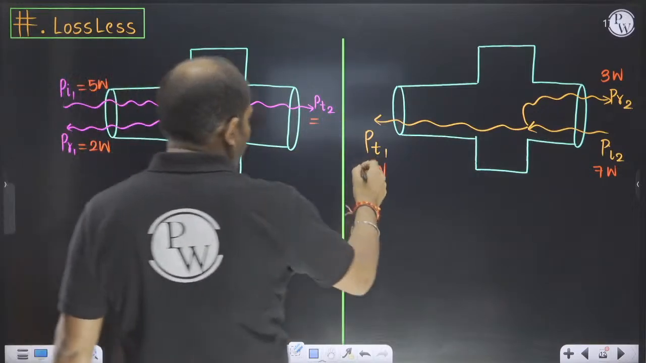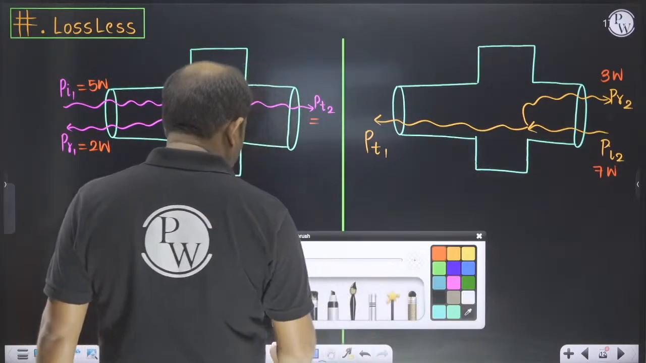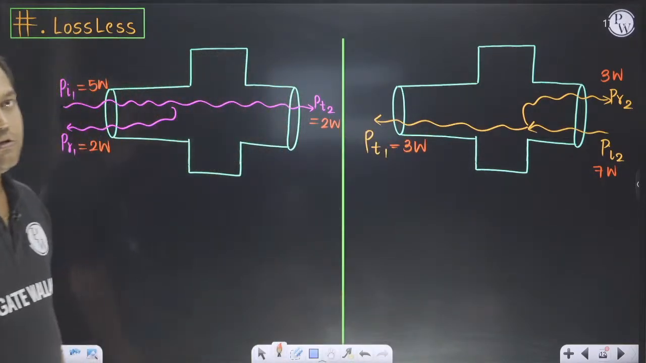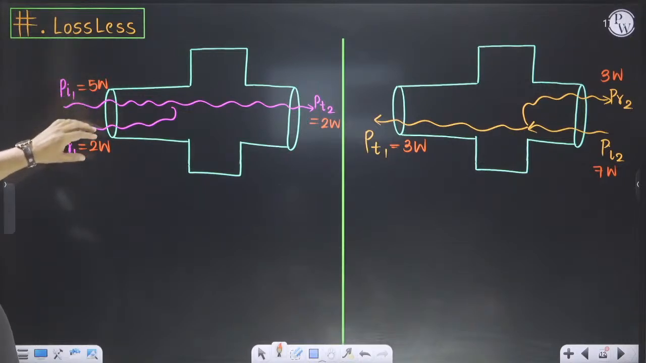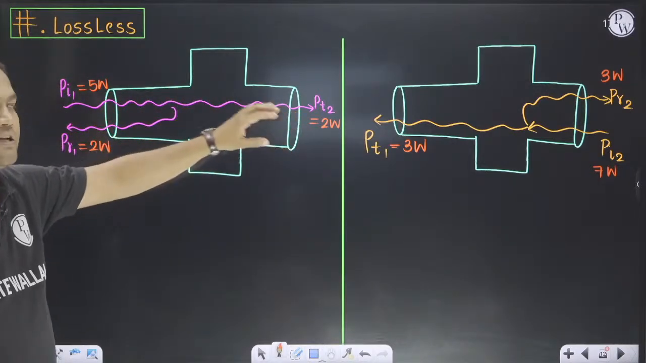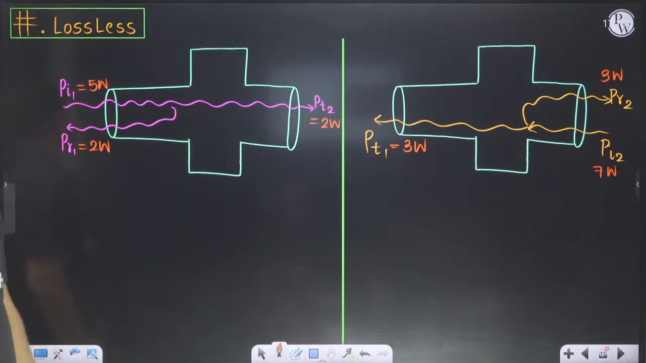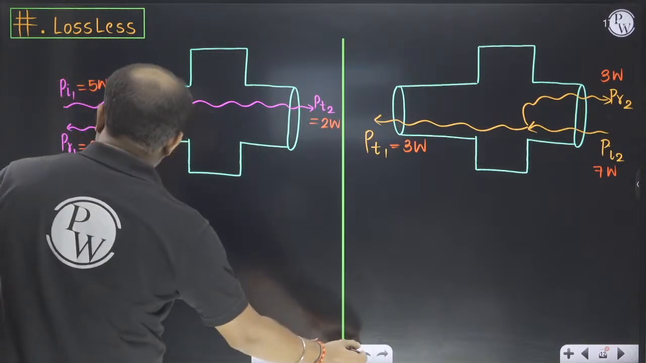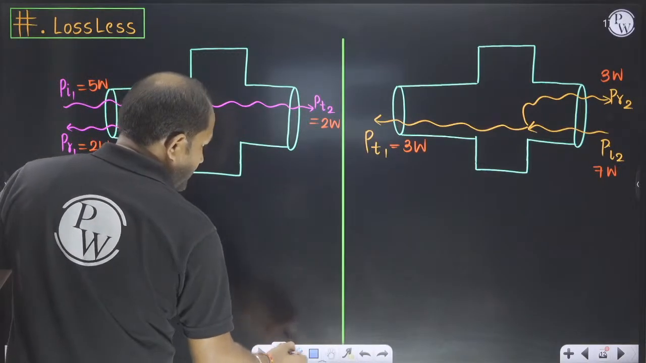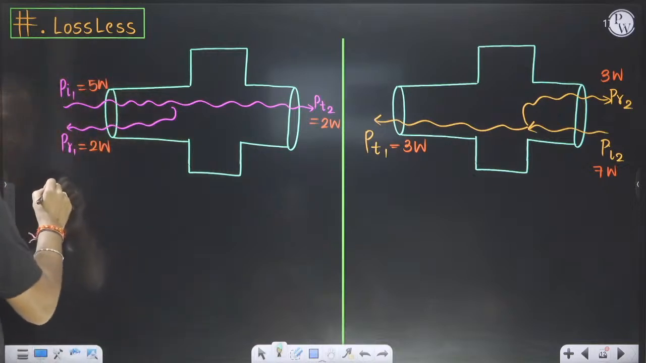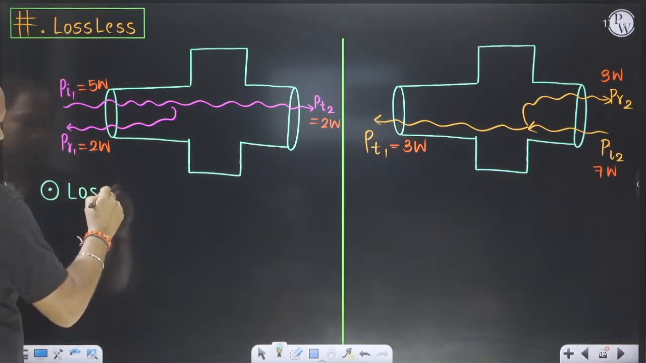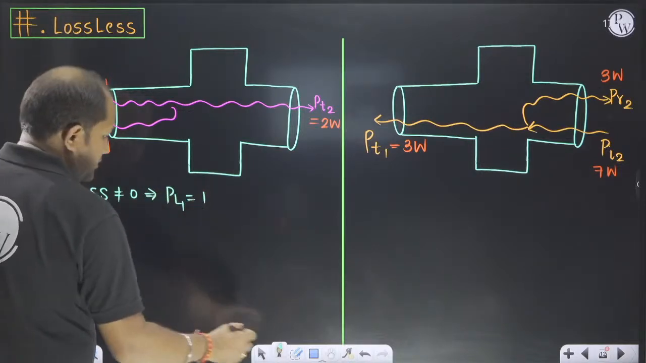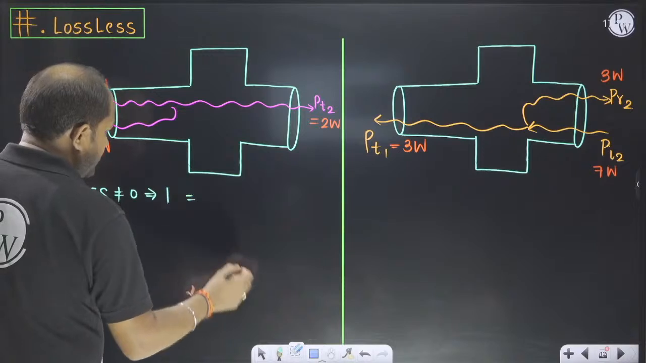I am incidenting 5 watt, 2 watt is reflected, 2 watt is transmitted. So there is a loss of 1 watt. Yes, there will be loss. Here loss is non-zero. How much will the loss be? Loss is PL, and PL1 is equal to 1 watt.